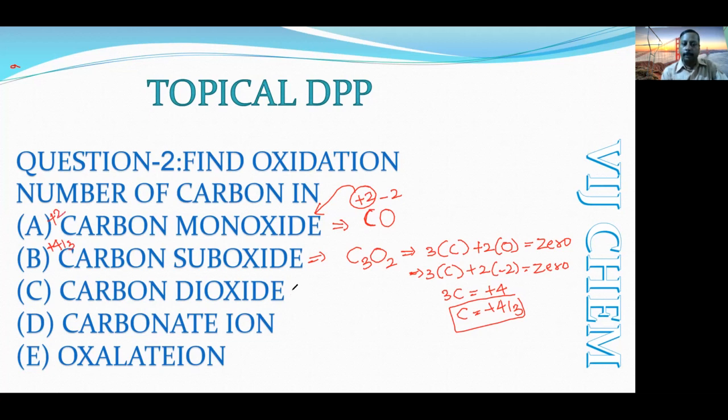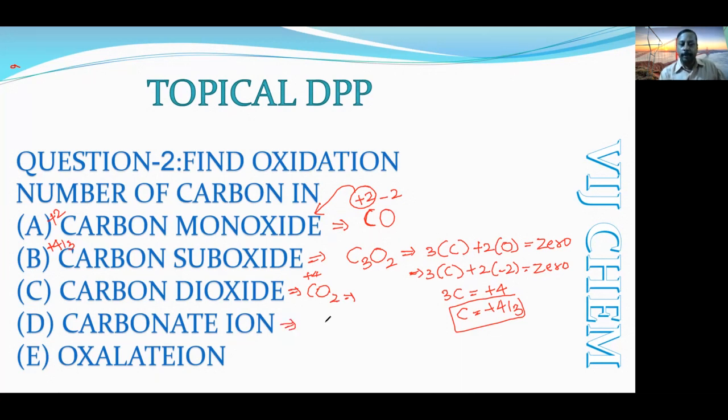Now carbon dioxide is the easiest one. CO2. So here carbon I will directly write. Is it okay for you all? Okay, +4. -2 into 2 is -4, and carbon will be +4. Okay, so next, carbonate ion.